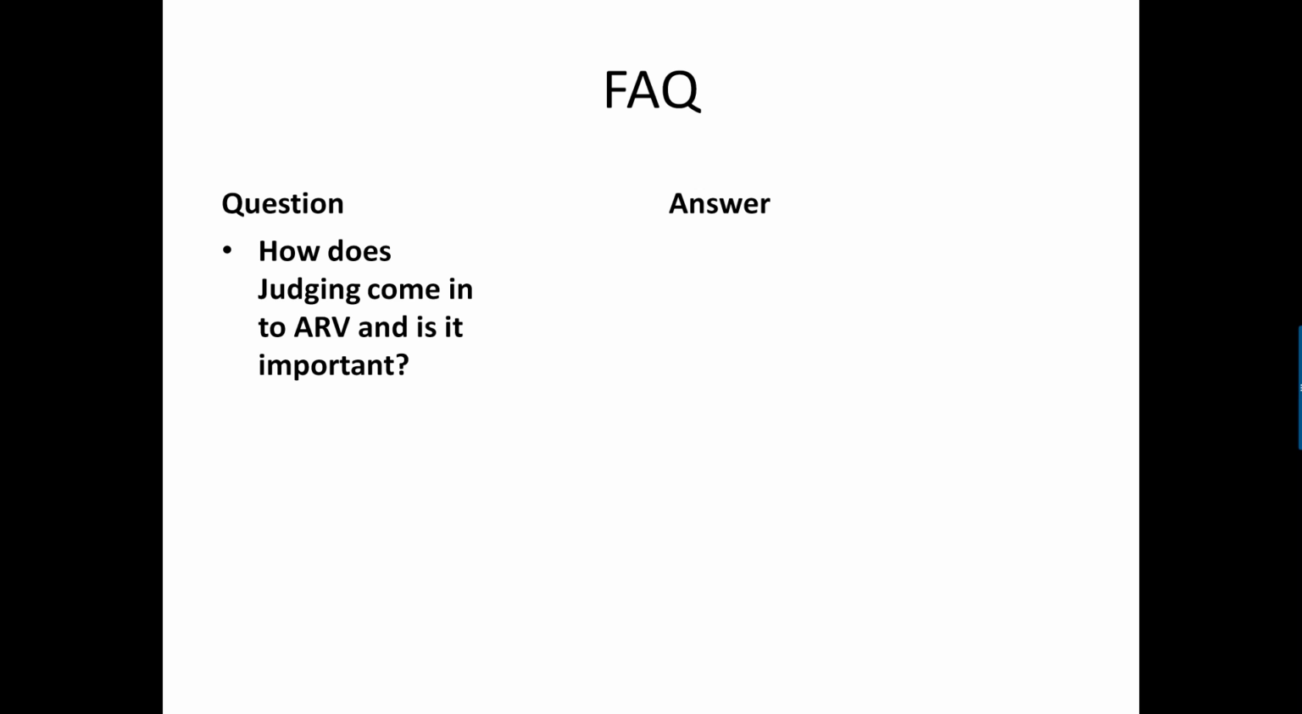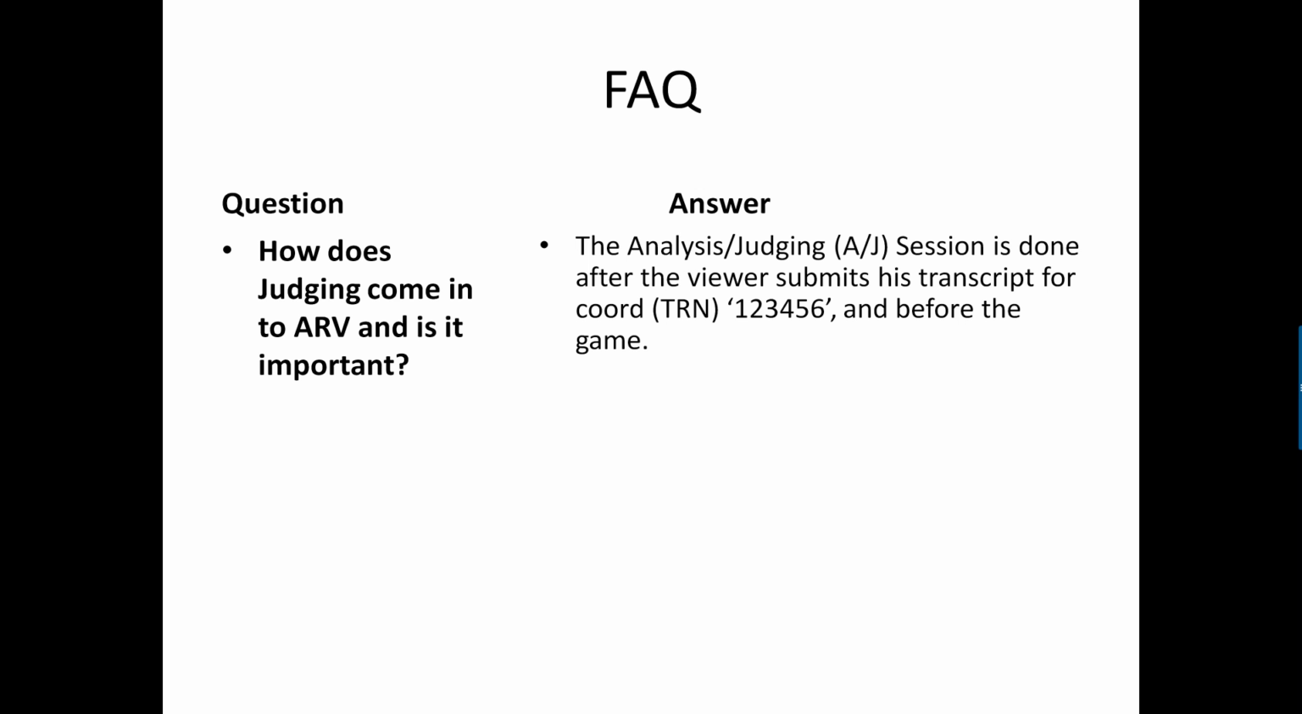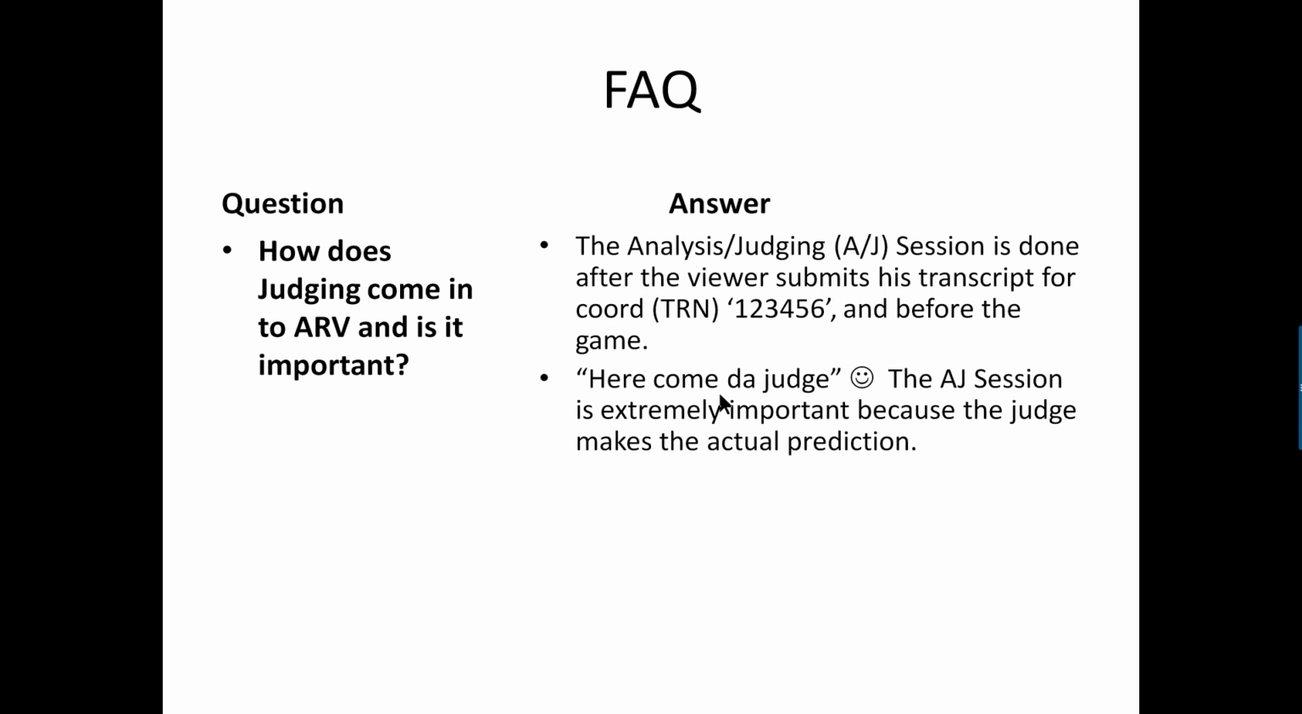The analysis judging session is done after the viewer submits his transcript for coordinate 1, 2, 3, 4, 5, 6, and before the game. So once he's uploaded his transcript, but before the game, that's when the judging occurs. So here comes the judge. That's a Laugh-In line and goes back, I think, before that. Anyway, the AJ session, the analysis judging session, is extremely important because it's the judge who makes the actual prediction.